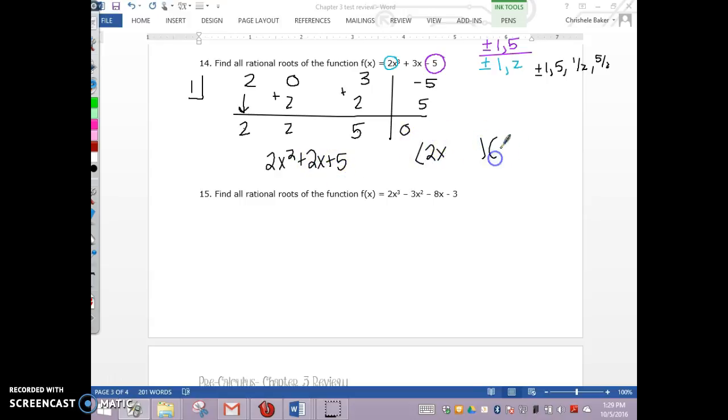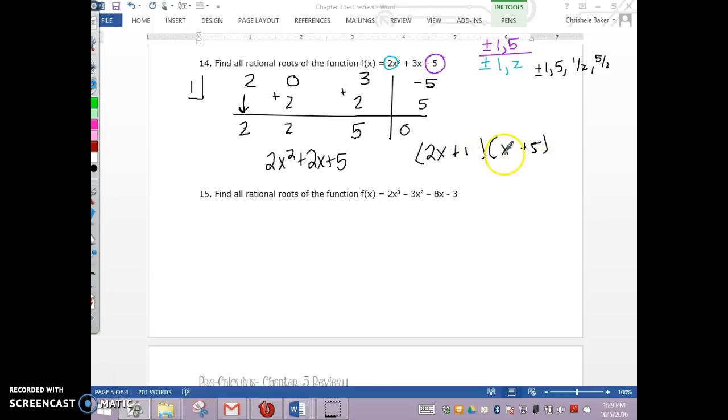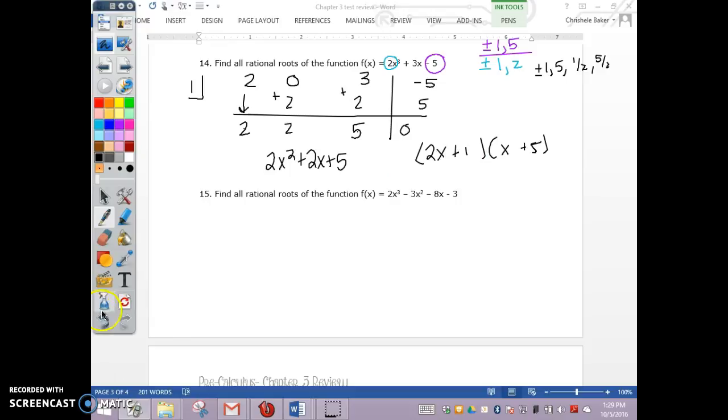So I have 2x and x. Oh, 5 and 1? No, that wouldn't work, because that will give me 7. 1 and 5. No, that would give me 11. Let me try the quadratic formula.